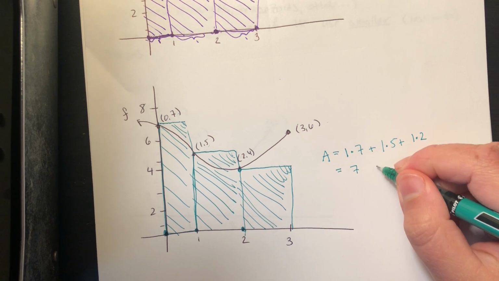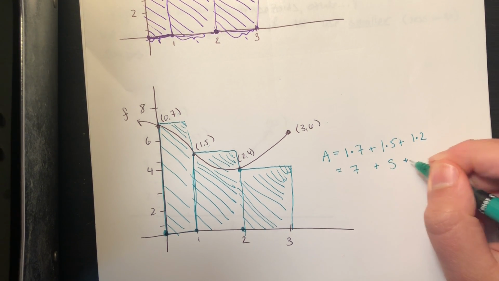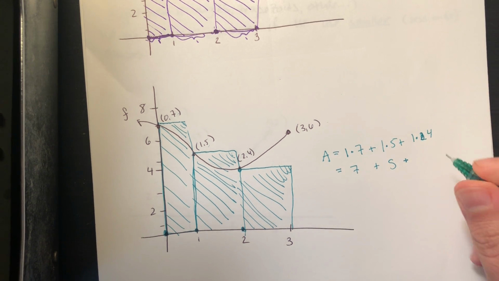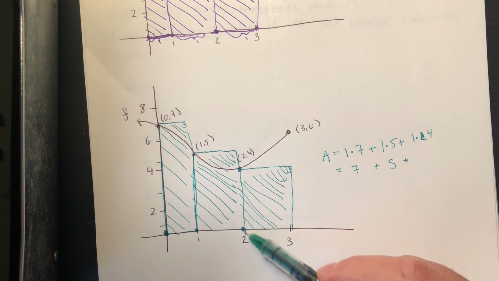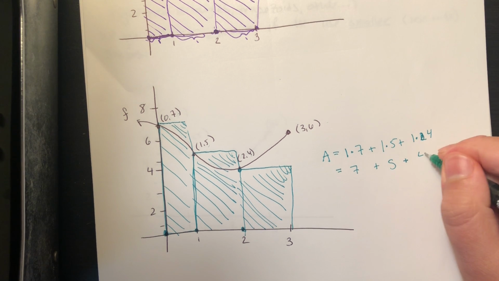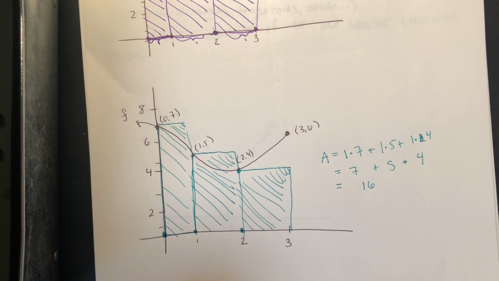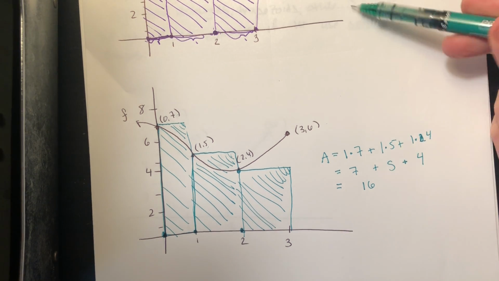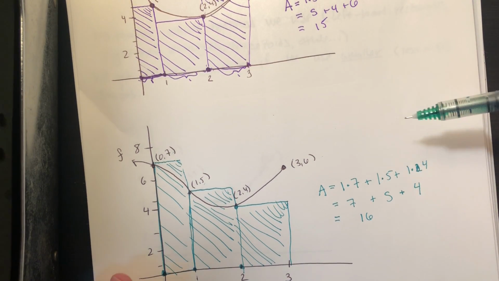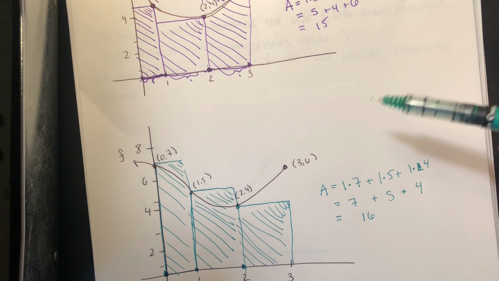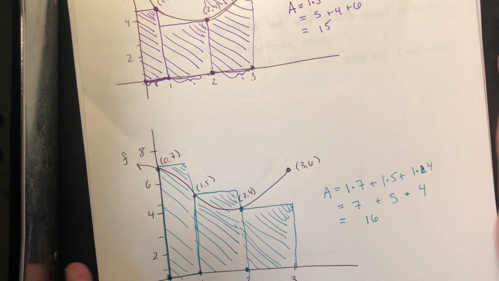All right, so this area ends up being 7 plus 5 plus, I said 4 and I wrote 2. It was supposed to be a 4 here. Okay, height was 4. So we end up with an area of 16, which is sort of close here, but that tells us that at least one of these is wrong, and probably both of these are wrong. Probably neither of these are going to give you the exact area, but they at least give you an estimate.